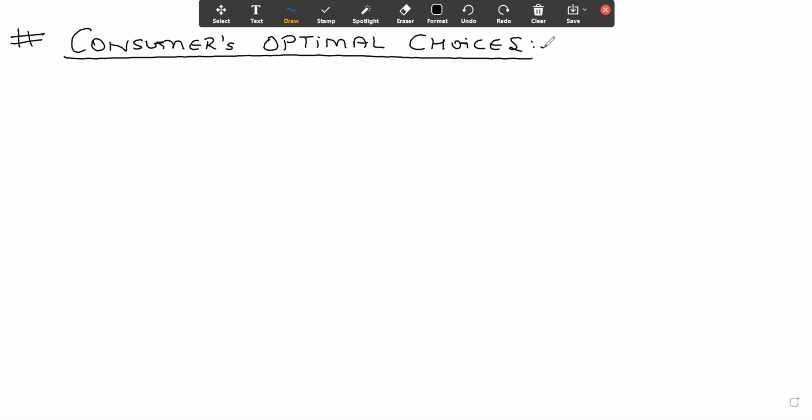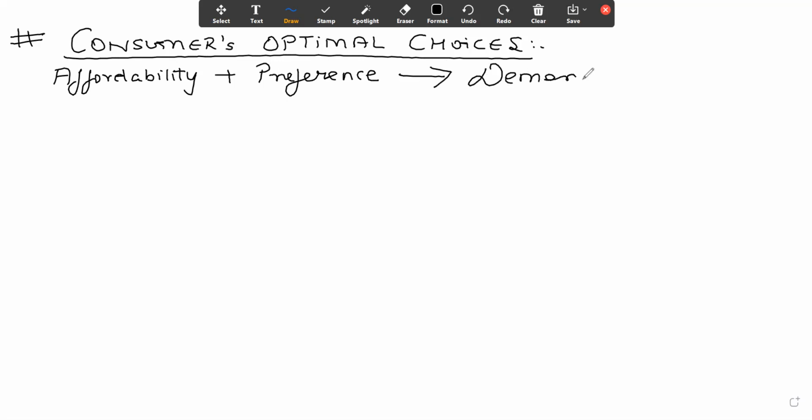Okay, so now when we look at consumers' optimal choices, we are going to combine affordability plus preference. When I combine affordability plus preference, this will give me the demand. What the consumer will demand will depend on both his affordability and his preference. Now, affordability is captured by the budget lines and preferences are captured by the indifference curves.